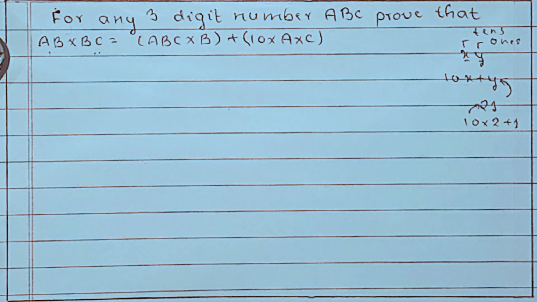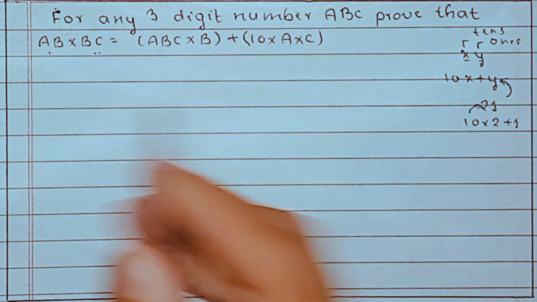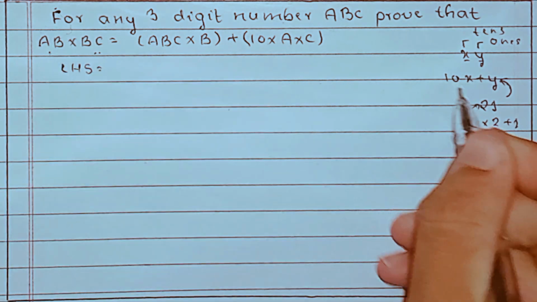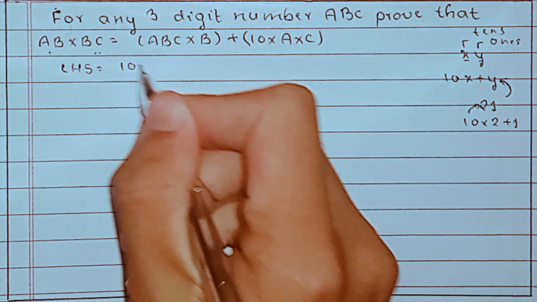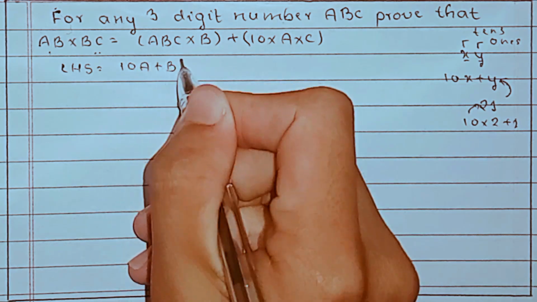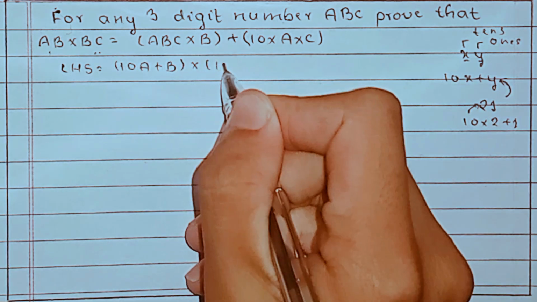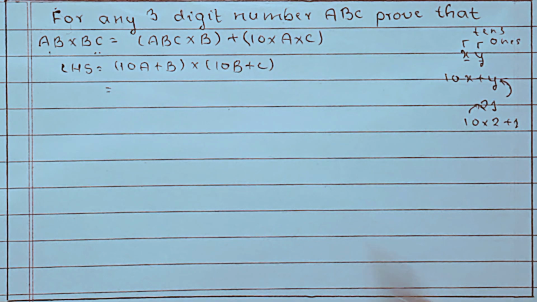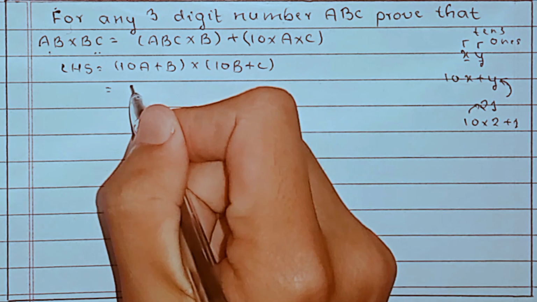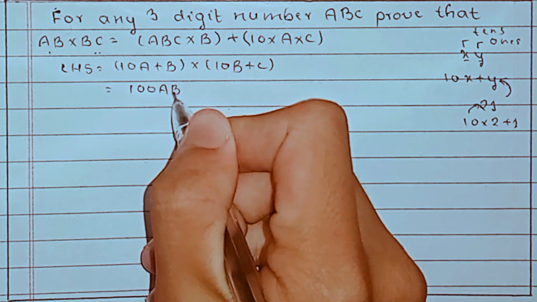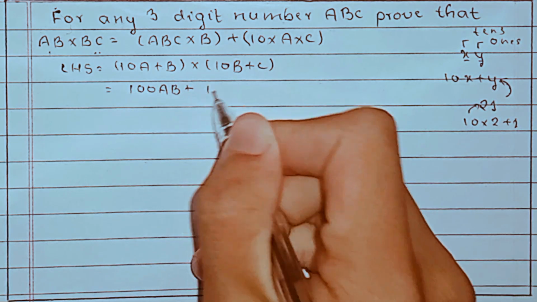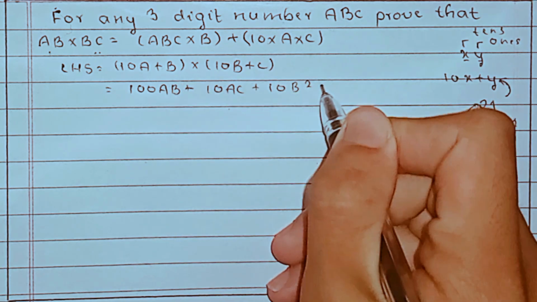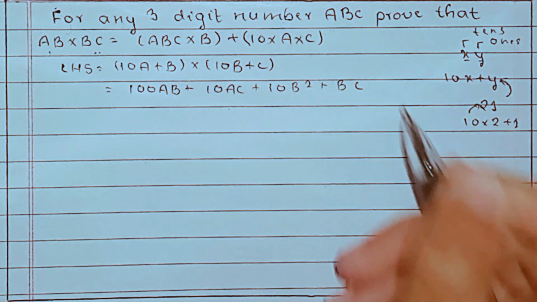So now let's begin with some easy steps. So let's first prove the left hand side. So AB we can write from the previous step as 10A plus B, and we'll multiply it by 10B plus C. Now we will use simple algebra to multiply that. So 10A into 10B is 100AB plus 10A into C is 10AC plus B into 10B is 10B square plus B into C is BC. So this is the first step.